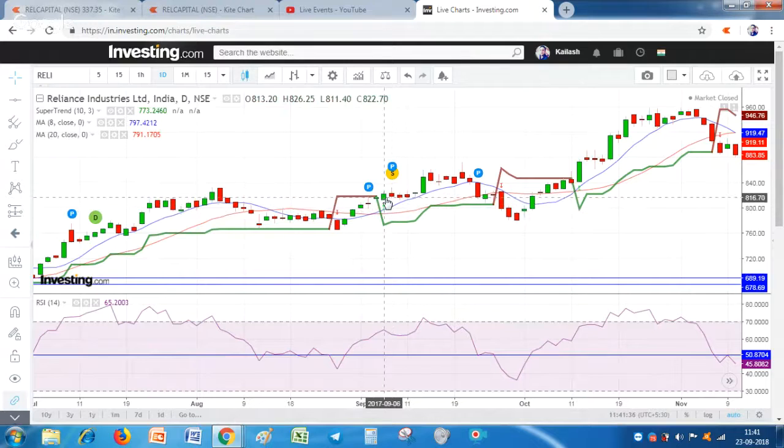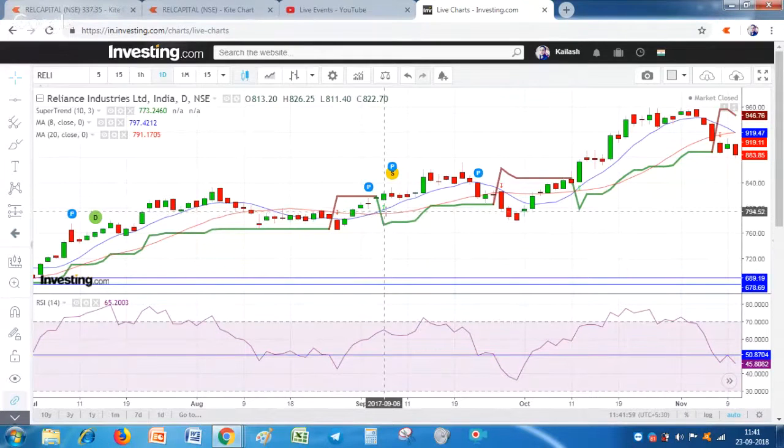So suppose we have taken entry at this level, 816, keeping stop loss. Here stop loss is big, somewhere at this level, friends. This level is actually 775, and we have taken an entry at 816. So there is a big risk, and we should decide if we are taking that risk.